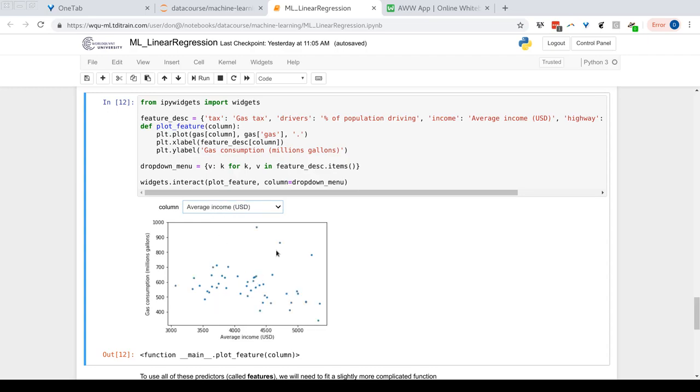We have the average income. Not a very strong correlation, but you see a negative correlation here. As the average income increases, generally the gas consumption decreases, although there are some notable outliers here that might cause some problems. Let's look at the last variable here, number of miles of paved highway. And here you initially have a strong linear correlation, but then something happens. Even though you increase the miles of paved highway, it tends to correlate to lower gas consumption. So because of this really nonlinear behavior for this variable, it's probably not going to help us out a lot to predict gas consumption.